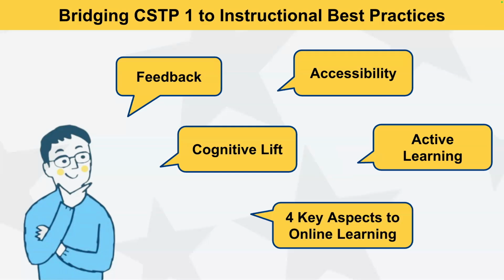And in online learning, we deepen engagement by establishing structure and clear routines, providing varied tasks that honor different strengths and ways of showing learning, keeping learning real by connecting content to students' lives, interests, and future careers, and showcasing student work to build ownership, pride, and authentic audience. Together, these practices bring CSTP 1 to life, ensuring every student is seen, challenged, supported, and empowered in meaningful, equitable, and engaging online spaces.